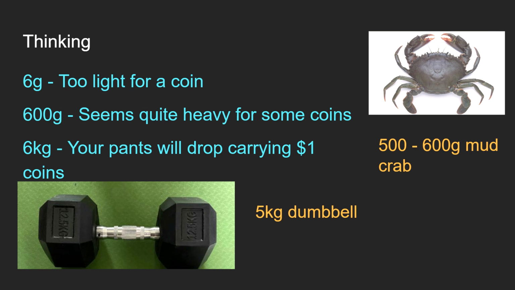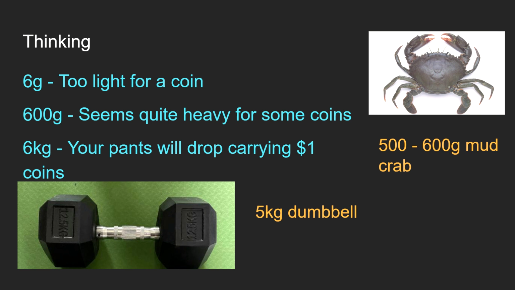So for 6 grams, obviously, 6 paper clips versus a coin, a coin should be heavier. And 6 kg is impossible for the mass of a coin, because if you have 8 $1 coins in your pocket and the coins are 6 kg, your pants will drop when you walk. For reference, this is a 5 kg dumbbell, and the material is even denser than a coin. And so now we have 60 grams or 600 grams left.